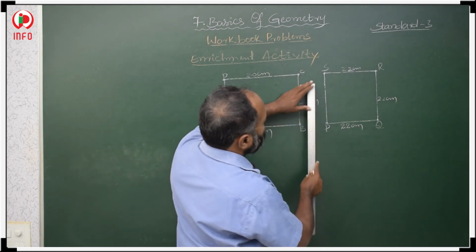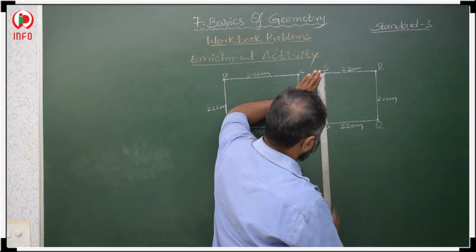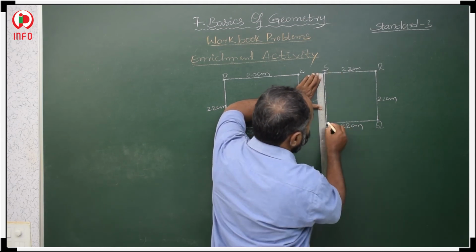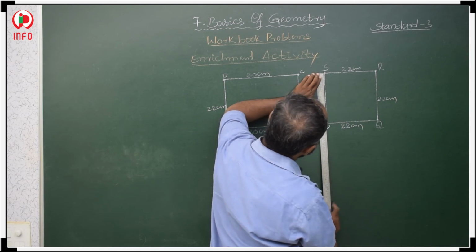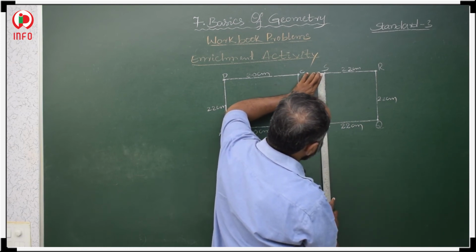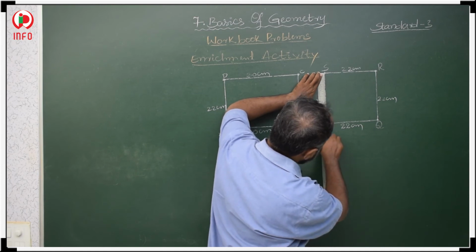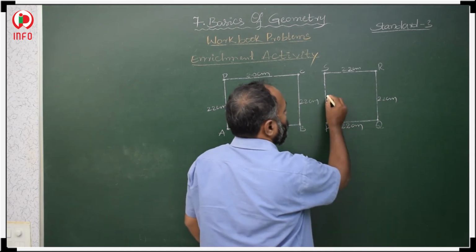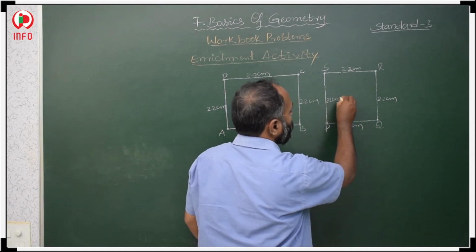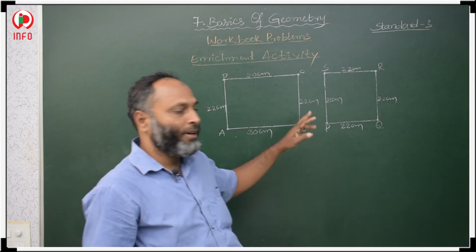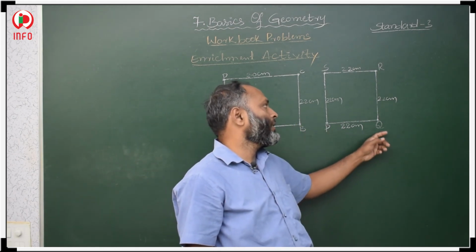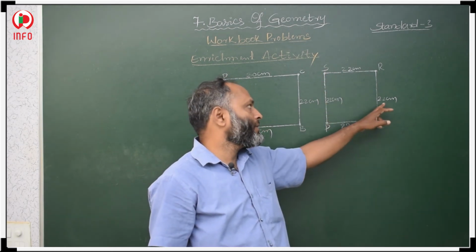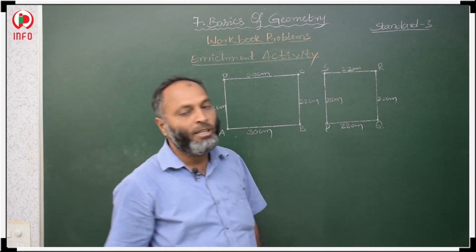Then the SP length. Again we keep our ruler vertically. S is the first point and P is the second point. First this 0 should overlap with S, and we see where the second point is. It is at 22. Now remove your ruler and write your answer here, 22 centimeters. In this square, all four sides, PQ, QR, RS and SP, are equal: 22 centimeters each.